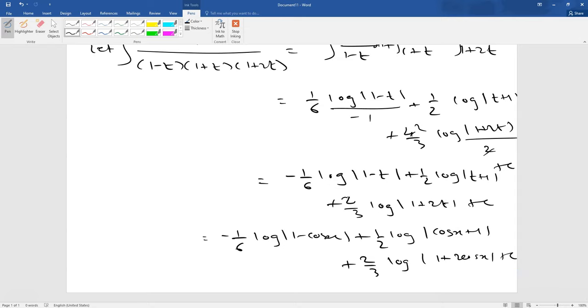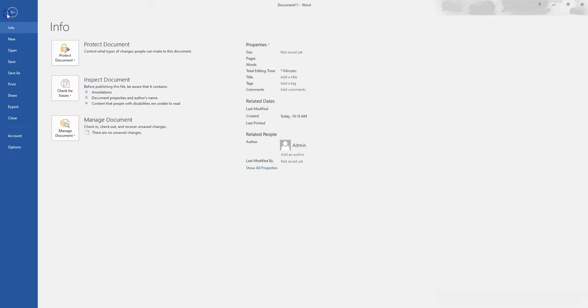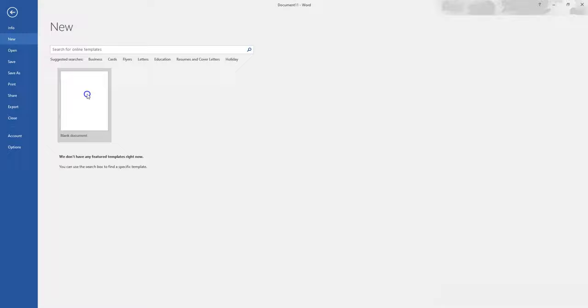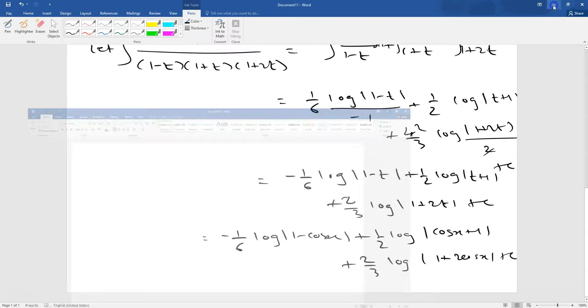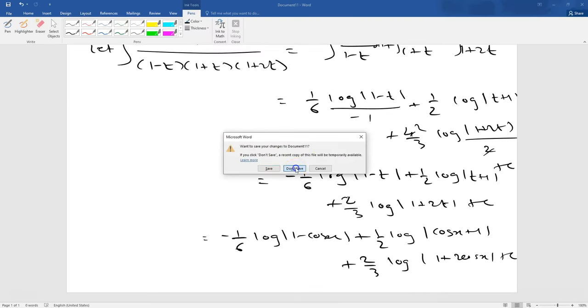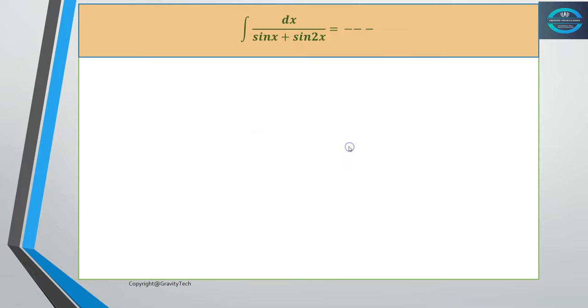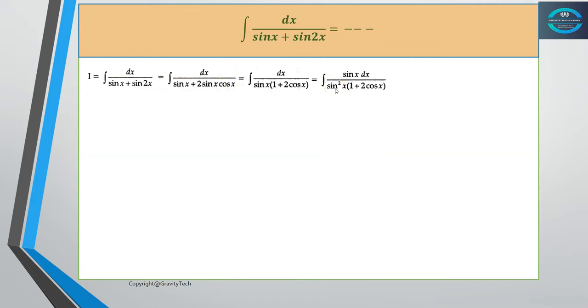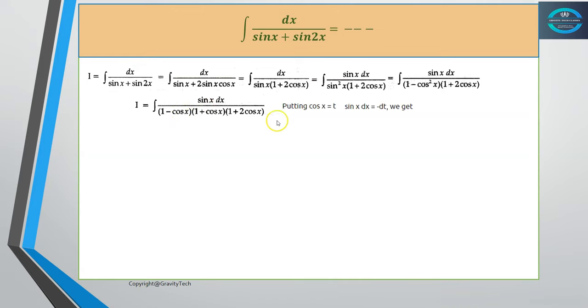Now let's go back to the slide and see how it is, right? See, the examples are easy. You need to have some practice and solve it step by step, right? The formulas are very much important. We converted sin 2x into 2 sin x cos x, took sin x common, divided and multiplied by sin x, converted sin square into 1 minus cos square, then 1 minus cos square into (1 minus cos x)(1 plus cos x), and put cos x as t, so sin x dx becomes dt.